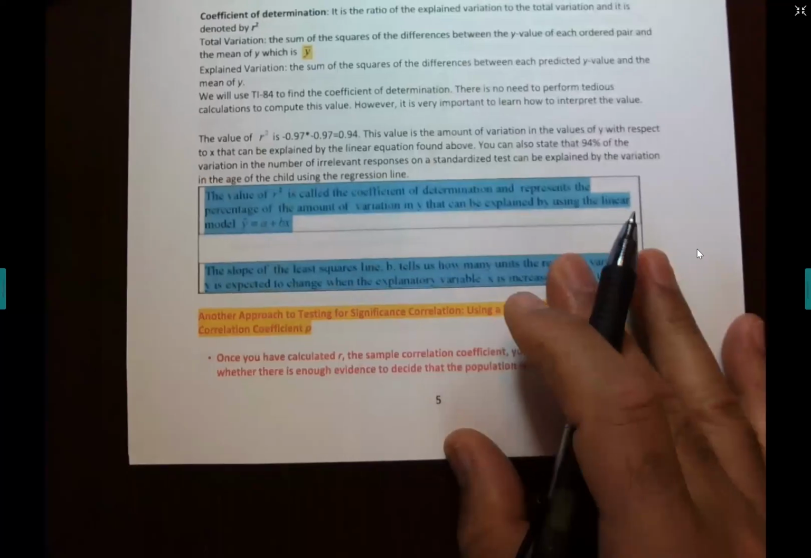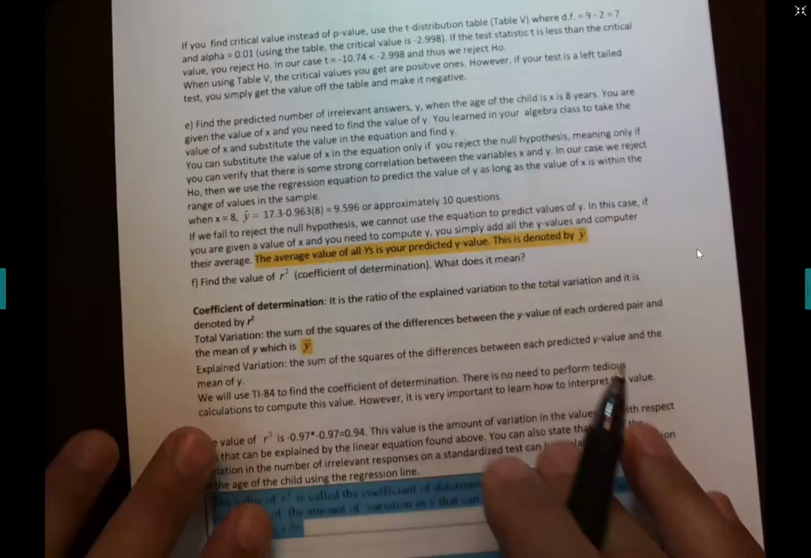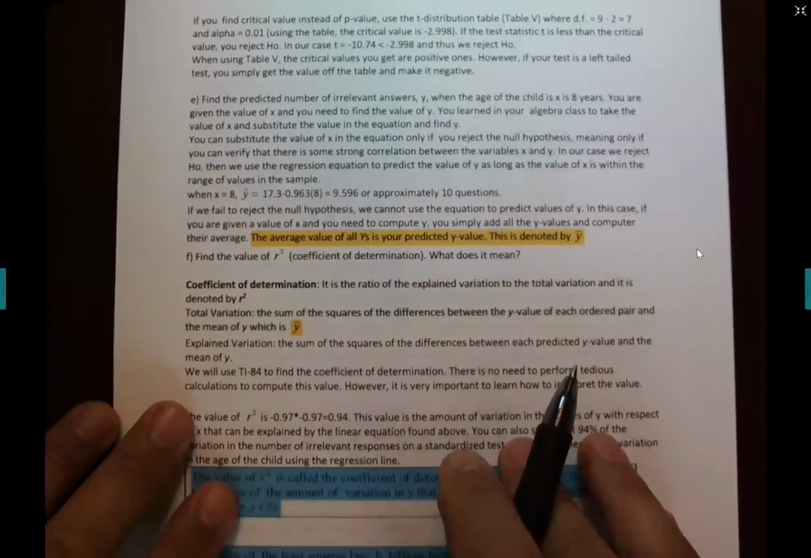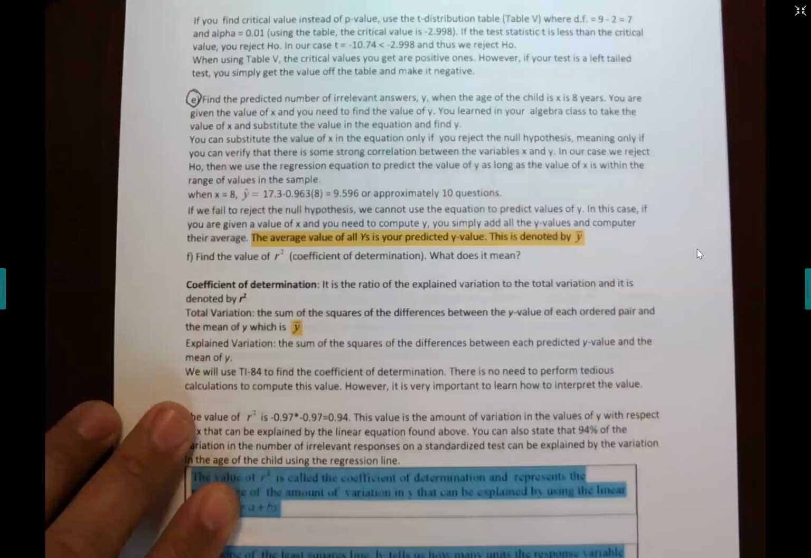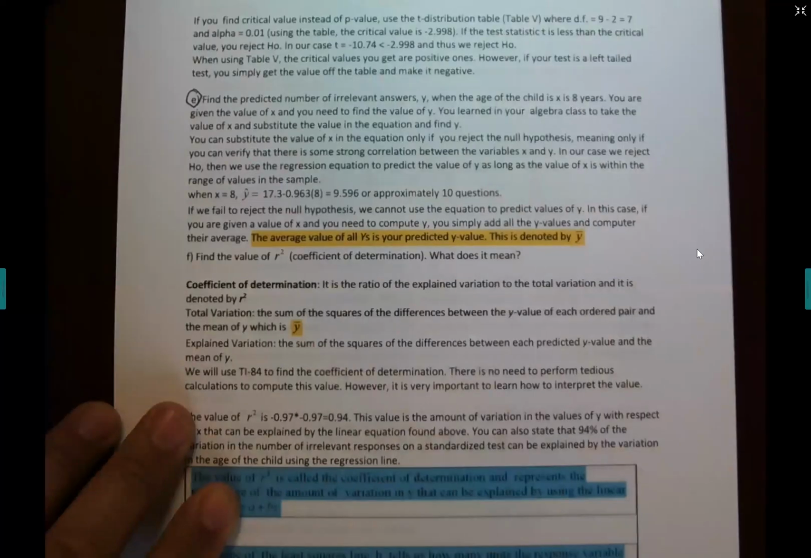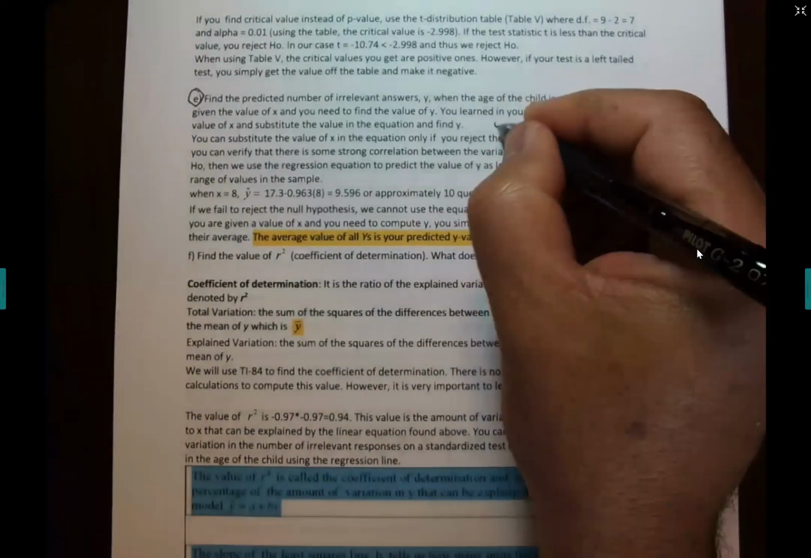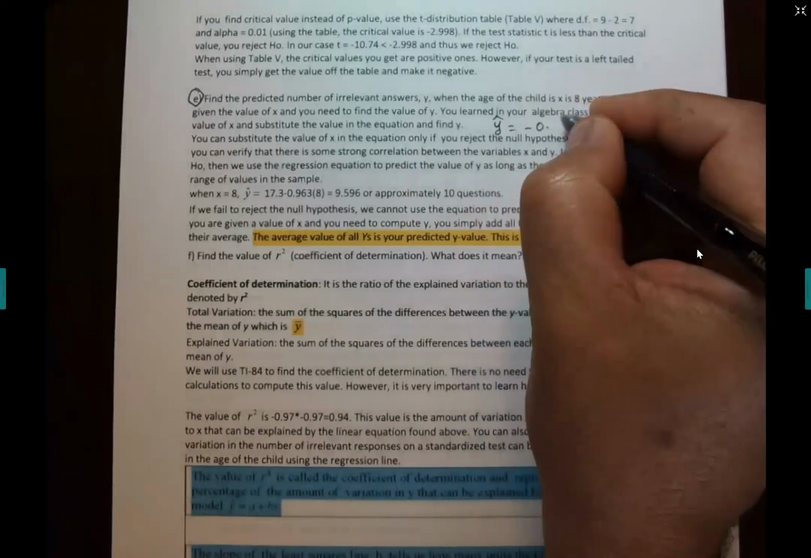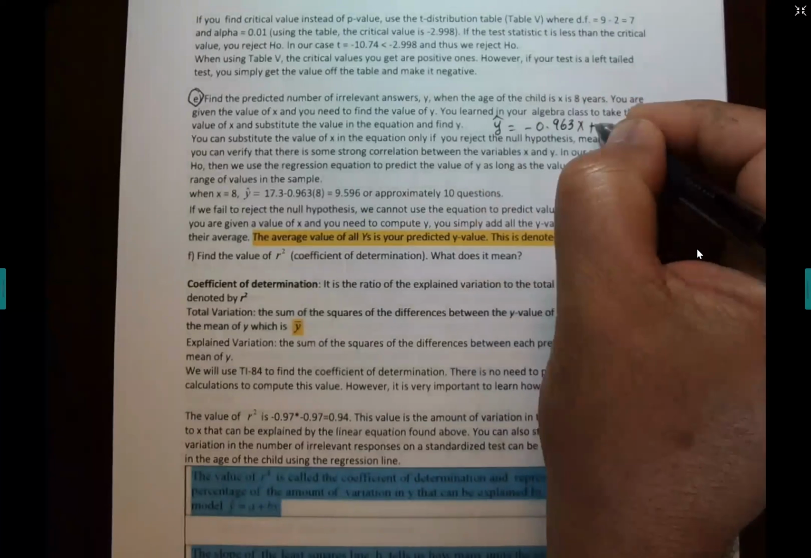Now, you should be able to help me do this now. Part E. Find the predicted number of irrelevant responses when the child's age is 8. How do I do this? Let me just write the equation one more time and see if you guys can help me with that. Would you put 8 where X is? Exactly.